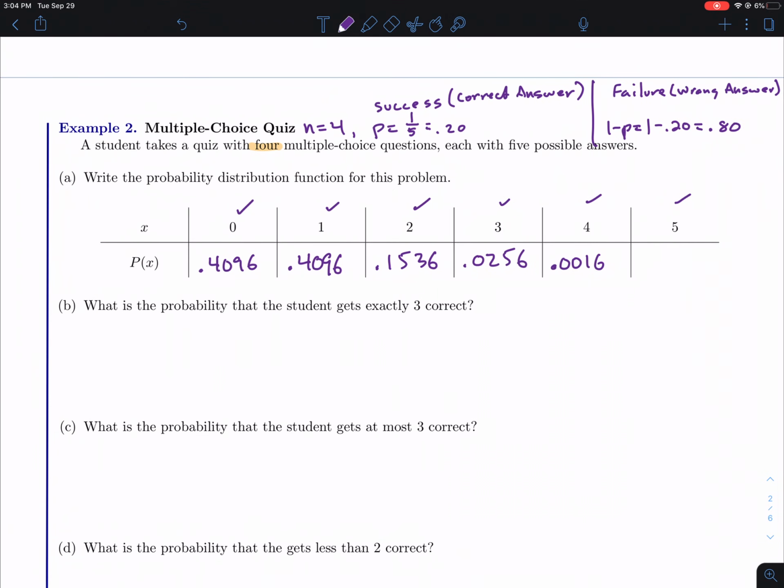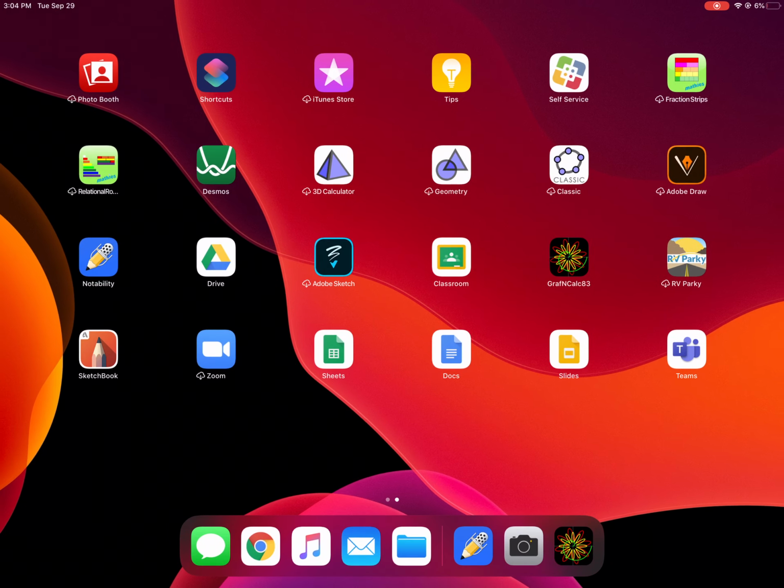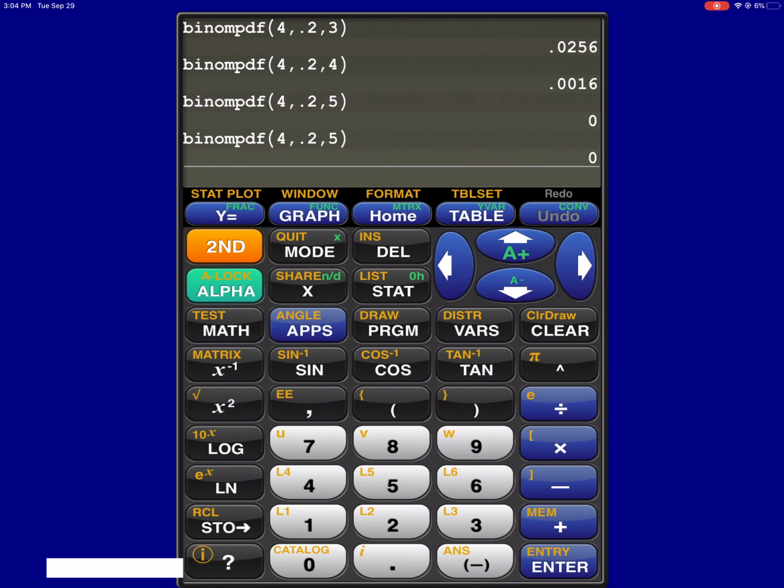So I just wanted to verify. At this point, we probably should add these up. And it does look like it doesn't add to 1. In reality, these should add to 1. So I'm a little nervous that maybe it was rounding some of these answers in the beginning. Let me check 0 again. 0.4096.